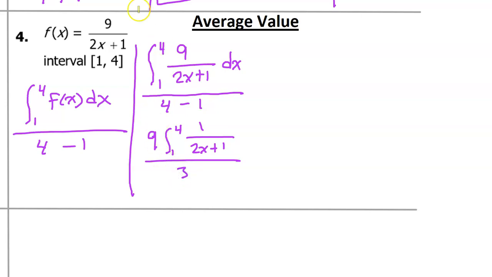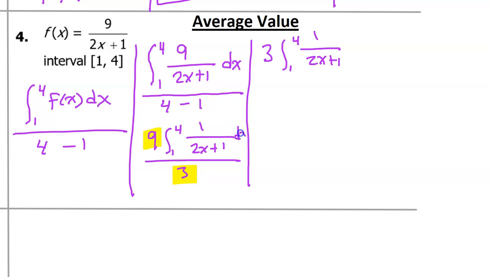So we can actually go ahead and simplify this while we're at it. 9 divided by 3, of course, is 3. So on my next little rewrite, I will have 3 times the integral from 1 to 4 of 1 over 2x plus 1. Whoops, I forgot the dx, y'all.